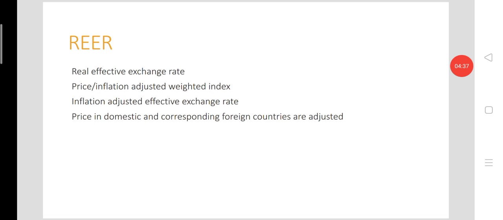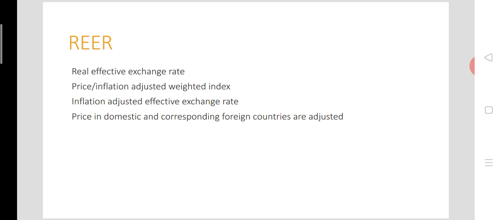So we have REER too. REER is the real effective exchange rate. This is the price-adjusted exchange rate. This is the price-adjusted effective exchange rate. This is the inflation-adjusted, trade-weighted index. This is also a trade-weighted index. We have just adjusted the NEER. This is the NEER adjusted with inflation, that is REER.